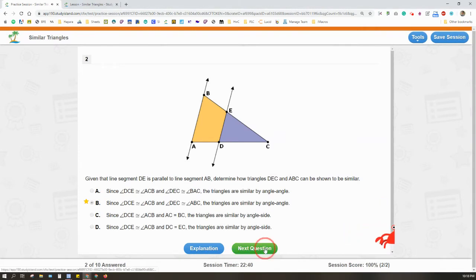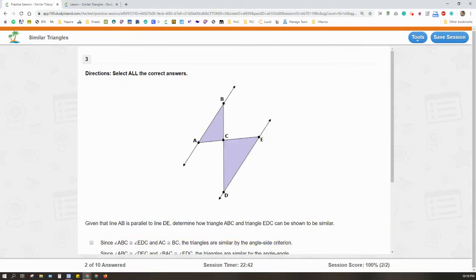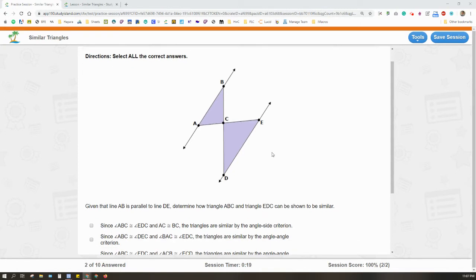All right, next problem. Number 3, given that line AB is parallel to line DE, determine how triangle ABC and triangle EDC can be shown to be similar. So what are the similar attributes that we can find in these ones?